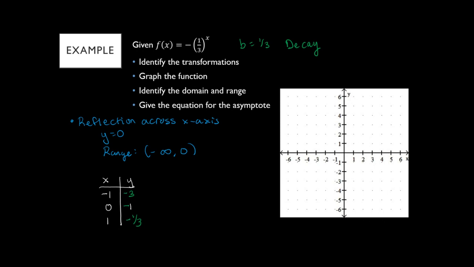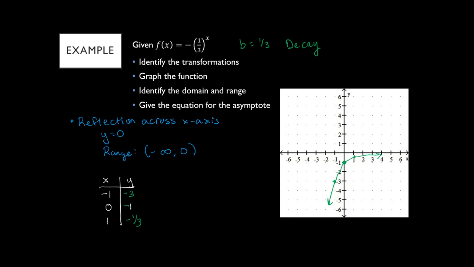So now I'm going to graph those: negative 1, negative 3; 0, negative 1; and 1, negative 1/3. And then I'm going to connect those and approach my asymptote. And so that's my graph. So it is reflected across the x-axis. So now it's basically upside down.